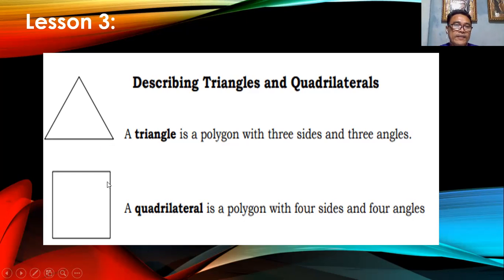Then this is a quadrilateral. A quadrilateral is a polygon with 4 sides and 4 angles. So it has 4 sides. Count: 1, 2, 3, 4. So it has 4 sides and 4 angles. 1, 2, 3, and 4 angles.